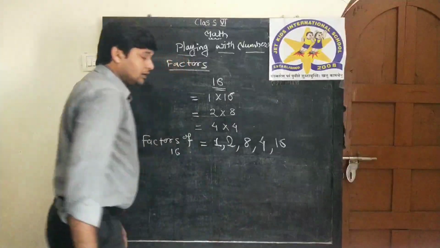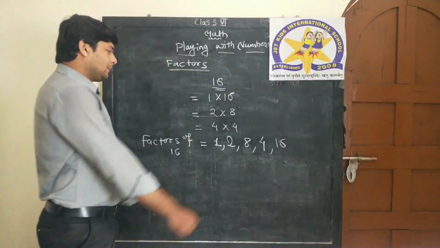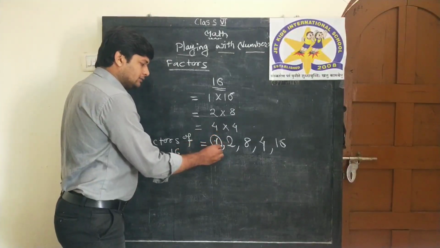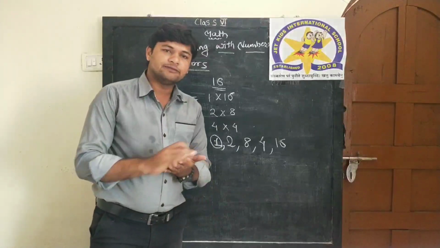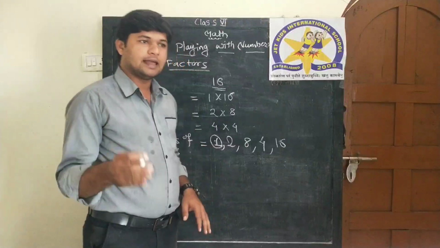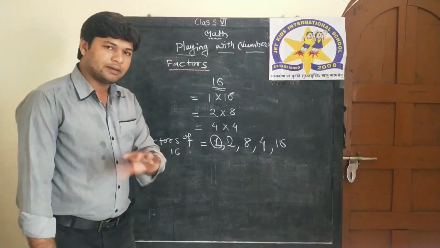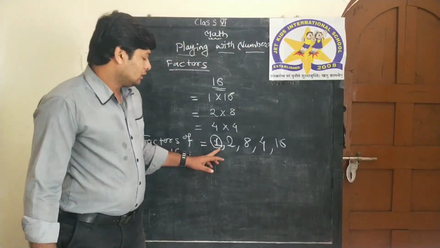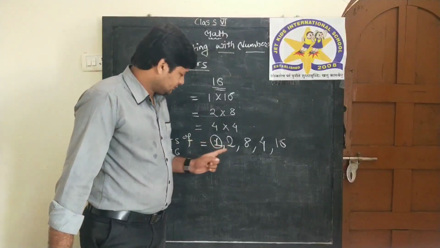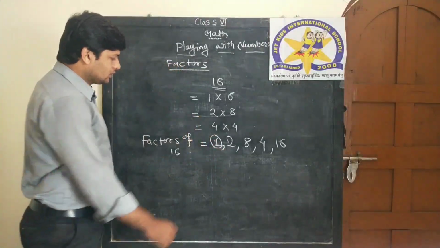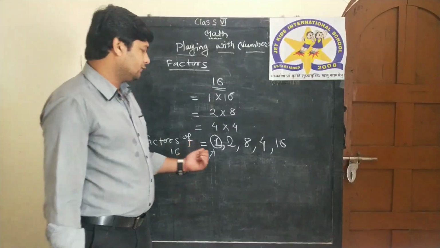Now, let us discuss some important things to remember about factors. First, 1 is a factor of each and every number. 1 is the number which can divide each and every number exactly. You can divide any number by 1. So, 1 is a factor of every number. This is the first thing. It is already given in the notebook, so no need to write it. You can read it from there.